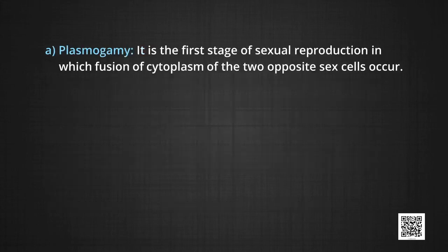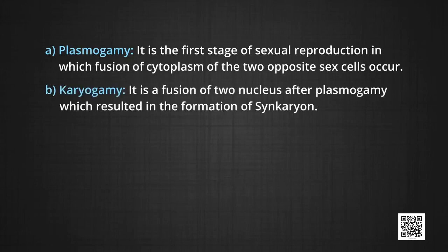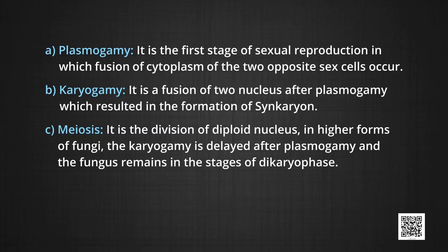Plasmogamy. It is the first stage of sexual reproduction in which fusion of cytoplasm of the two opposite sex cells occurs. Karyogamy. It is a fusion of two nuclei after plasmogamy, which results in the formation of a synkaryon. Meiosis. It is the division of the diploid nucleus in higher forms of fungi. In some, karyogamy is delayed after plasmogamy and the fungus remains in the dikaryophase.